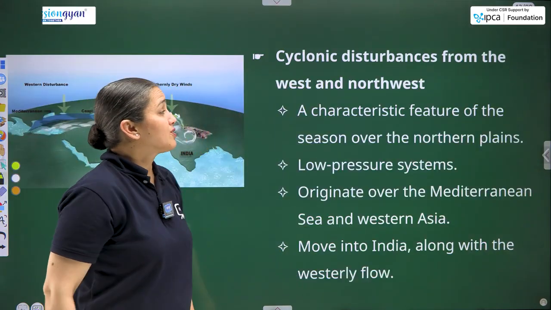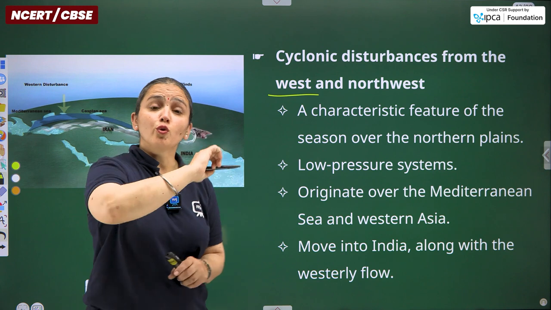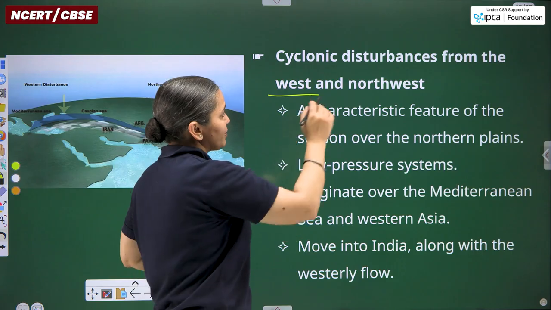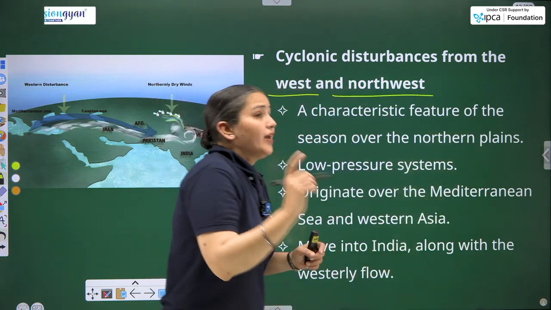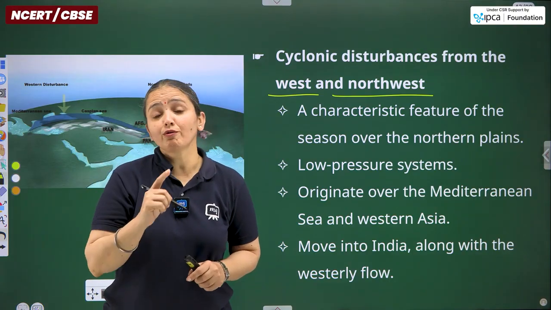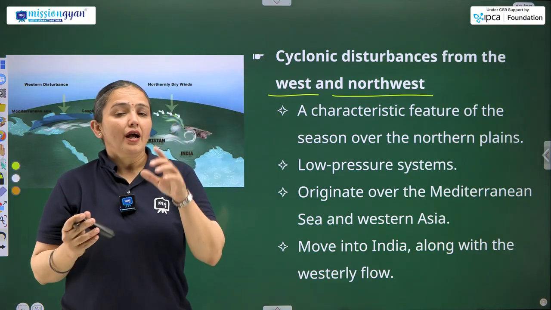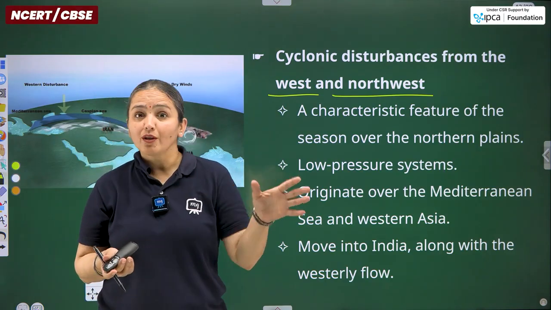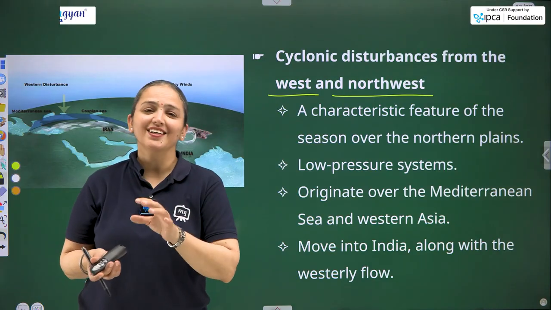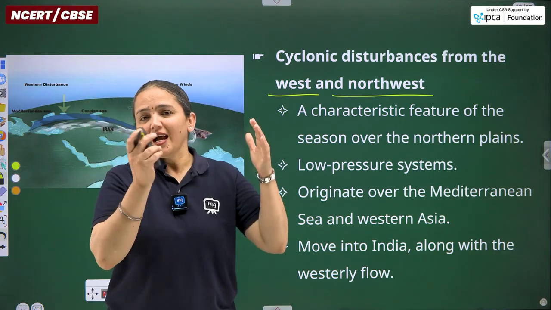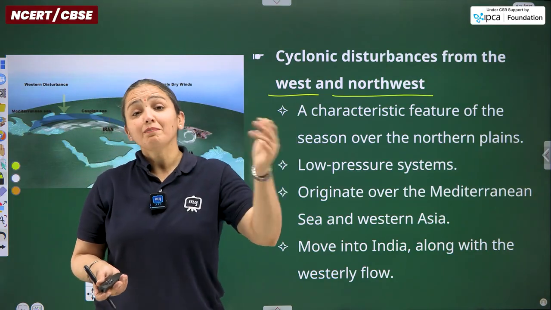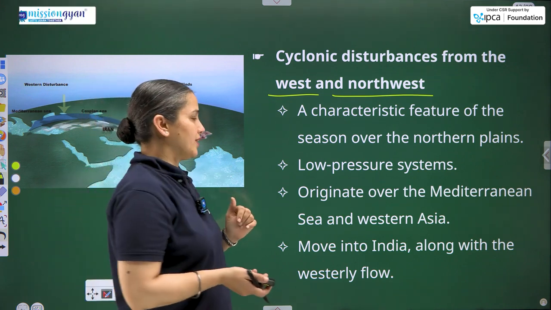Then cyclonic disturbances from the west. West, we are talking about the European part, where the Mediterranean Sea lies. So cyclonic disturbances from the west and northwest part bring, if not heavy snowfall, then rainfall to the north part of India. And snowfall quite obviously occurs in the higher altitude regions, Ladakh, Jammu, Kashmir, Uttarakhand and Himachal Pradesh itself. And the rainfall is experienced in Punjab, Haryana, not entire Rajasthan, but yes, northern part of Rajasthan and northern part of UP as well, that is Uttar Pradesh.